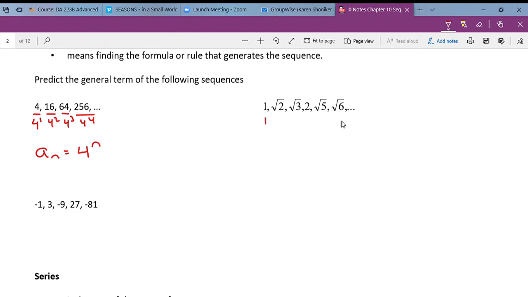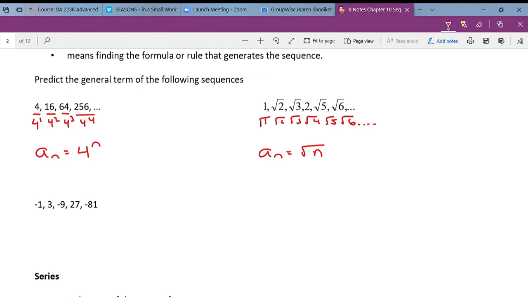You see a 1, and then it goes √2, √3, and then 2, √5, √6. And I can see the pattern, and I don't know whether it's just because I've done this so long, but I can see that if I'm thinking about my n, it goes 1, 2, 3. This would make it 4. And the square root of 4 is 2. So really what it's doing is √1, √2, √3, √4, √5, √6, and so on. And so for this one, the general term would be the square root of n. And again, n has to be a natural number.